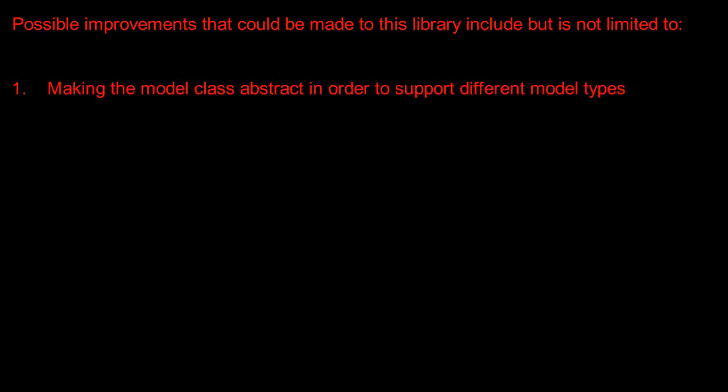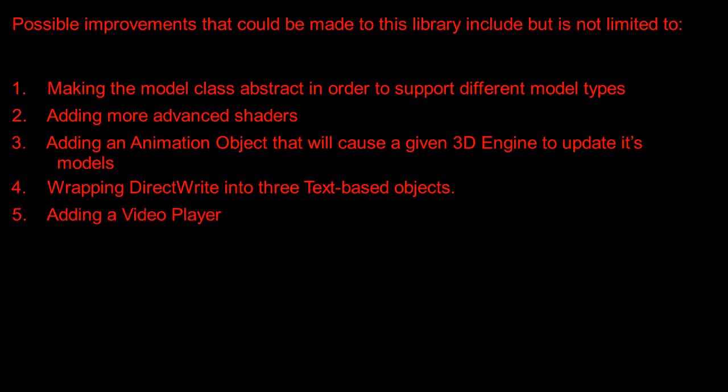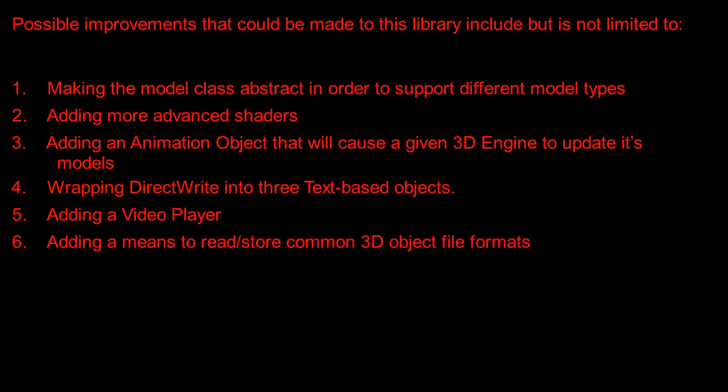Possible improvements that could be made to this library include, but are not limited to: 1. Making the model class abstract in order to support different model types. 2. Adding more advanced shaders. 3. Adding an animation object that will cause a given 3D engine to update its models. 4. Wrapping DirectWrite into 3 text-based objects. 5. Adding a video player. 6. Adding a means to read and store common 3D object file formats.